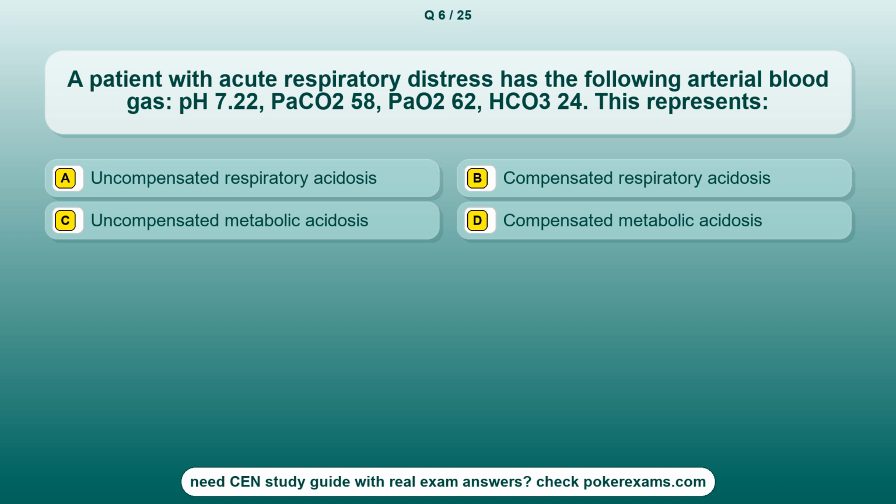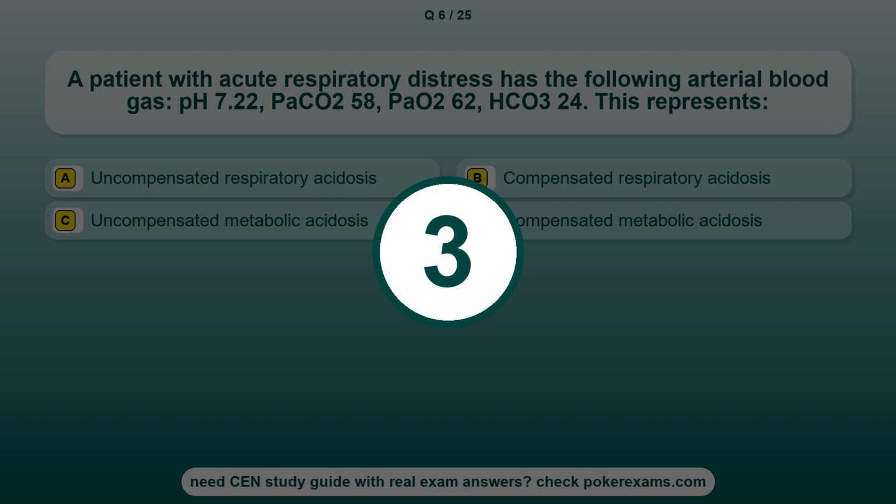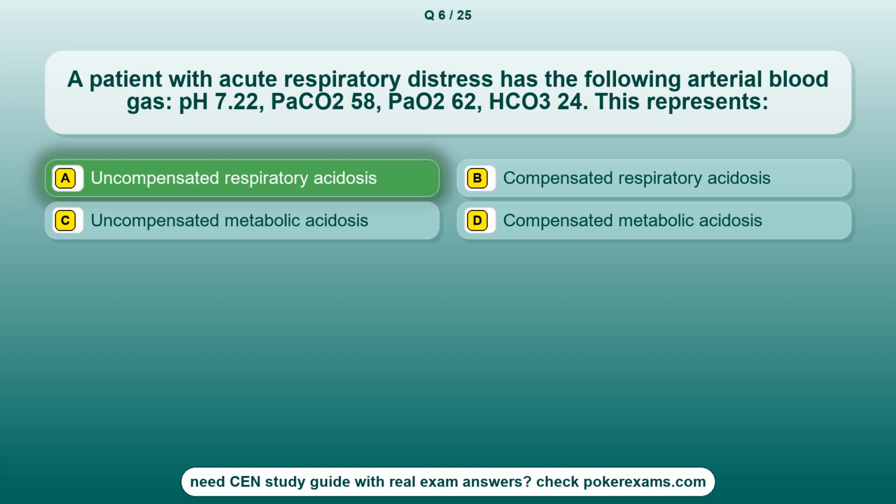Question 6. A patient with acute respiratory distress has the following arterial blood gas: pH 7.22, PaCO2 58, PaO2 62, HCO3 24. This represents: Option A, uncompensated respiratory acidosis. Option B, compensated respiratory acidosis. Option C, uncompensated metabolic acidosis. Option D, compensated metabolic acidosis. The correct answer is option A, uncompensated respiratory acidosis.